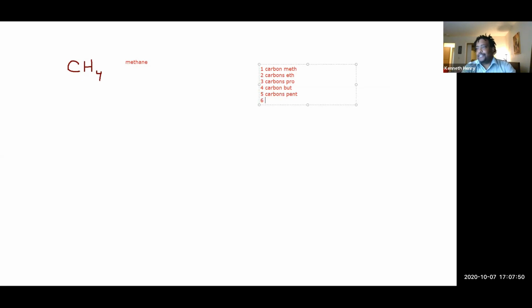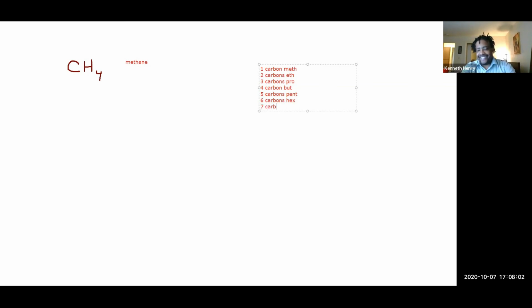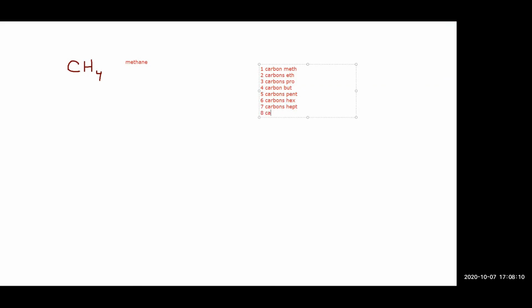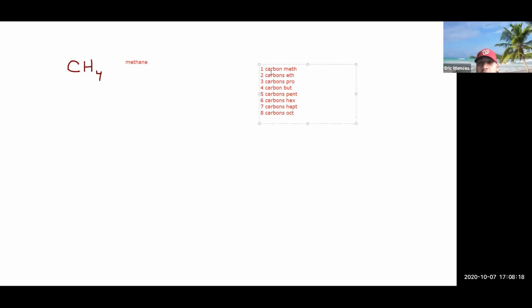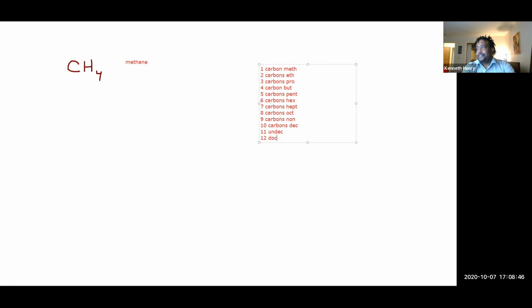Six carbons: hex, H-E-X. 7 carbons: hept. 8 carbons: oct. 9 carbons: non. 10 carbons: dec. 11 carbons: undec. 12 carbons: dodec.